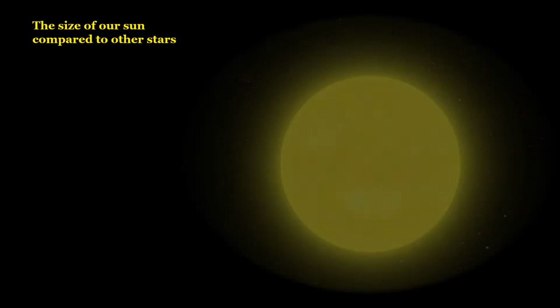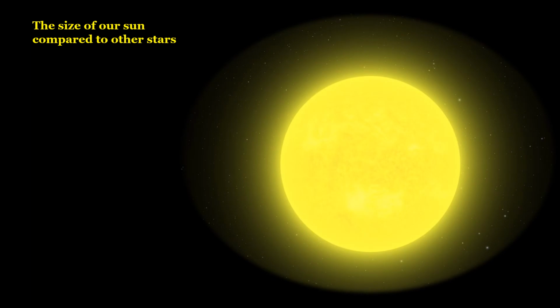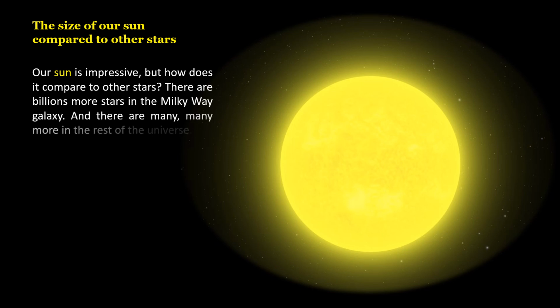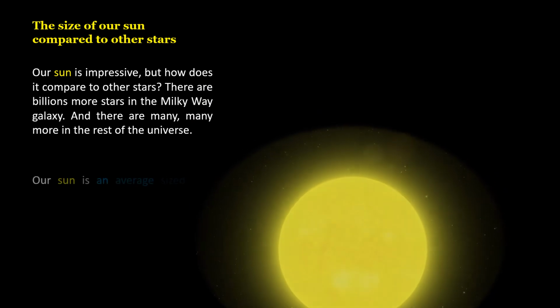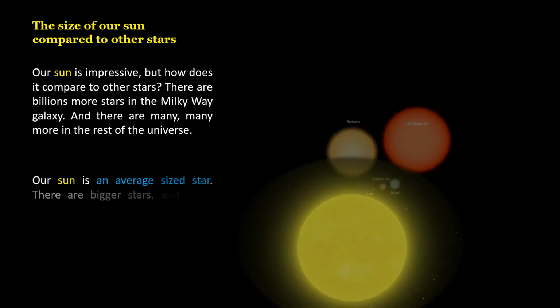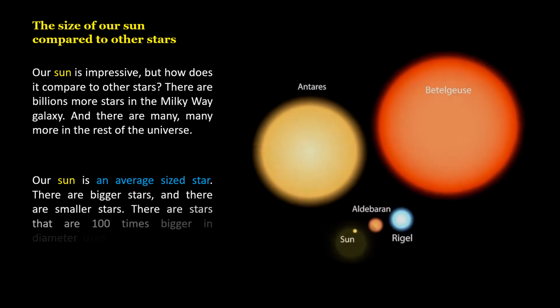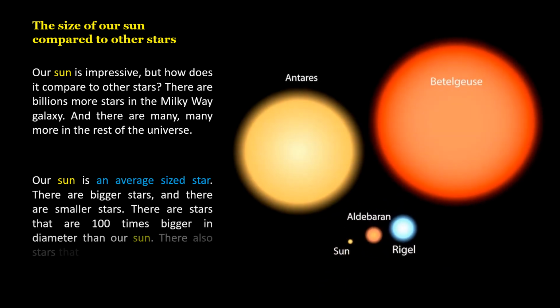The size of our Sun compared to other stars. Our Sun is impressive, but how does it compare to other stars? There are billions more stars in the Milky Way galaxy. And there are many, many more in the rest of the universe. Our Sun is an average-sized star. There are bigger stars, and there are smaller stars. There are stars that are 100 times bigger in diameter than our Sun. There are also stars that are just 1/10 the size of our Sun.